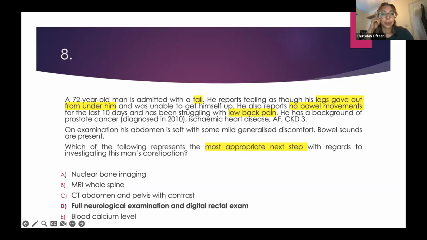A CT abdomen-pelvis with contrast. This patient hasn't opened their bowels in 10 days, but they have got a soft tummy with bowel sounds. So it makes obstruction less likely, especially with no history of vomiting or severe abdominal pain. But it's something to consider, probably more related to the cord compression that we're worrying about. It adds to that picture. So D is the correct answer. Blood calcium level, it's possible that this man might have hypercalcemia, but it's less acute than metastatic spinal cord compression. So this needs to be assessed for first, but it's something that you would think about as well.